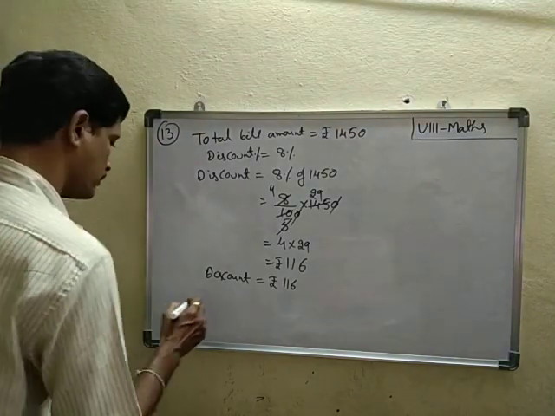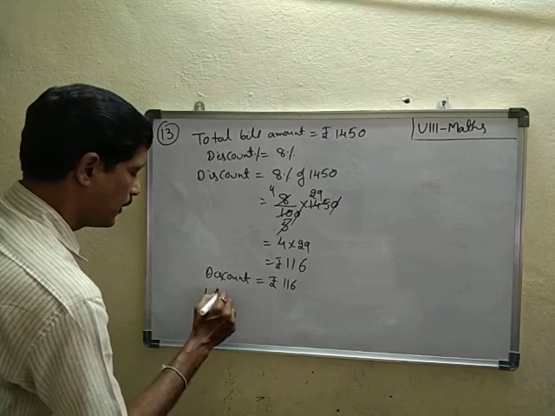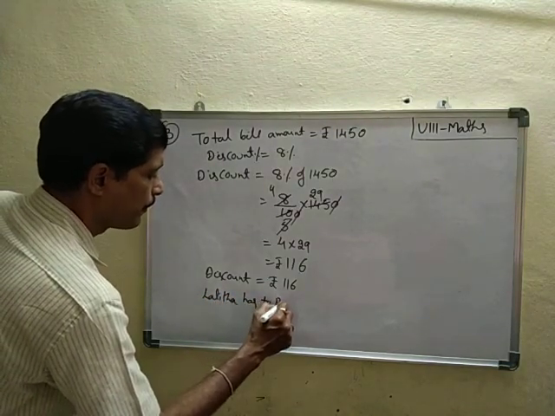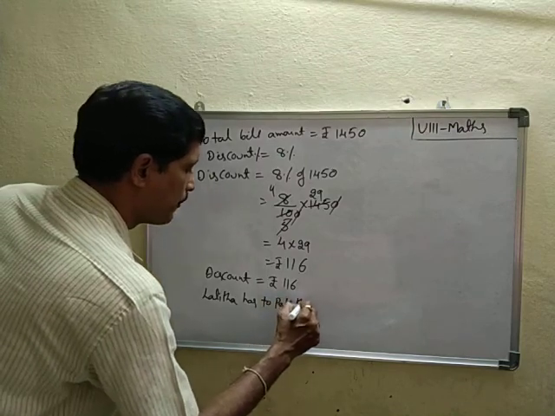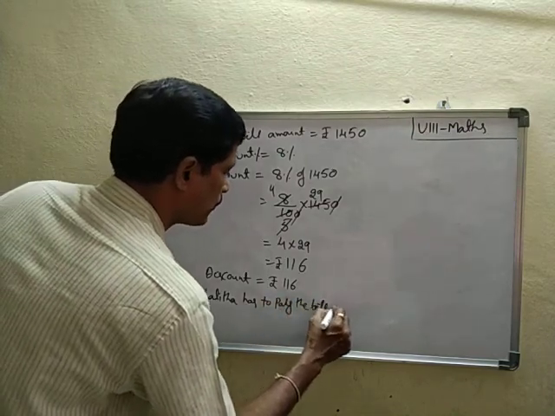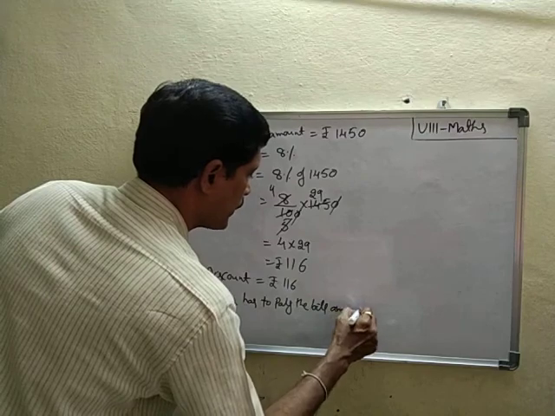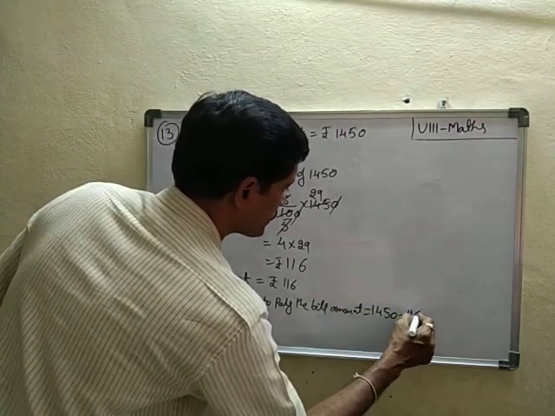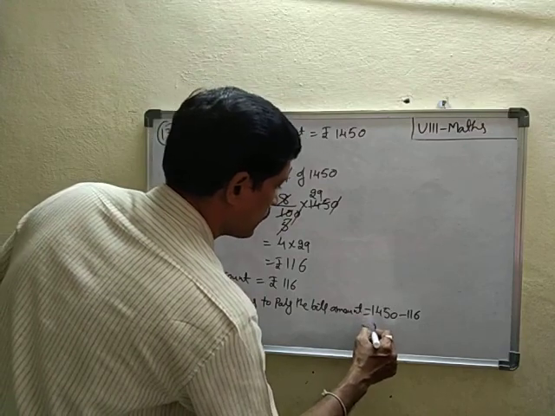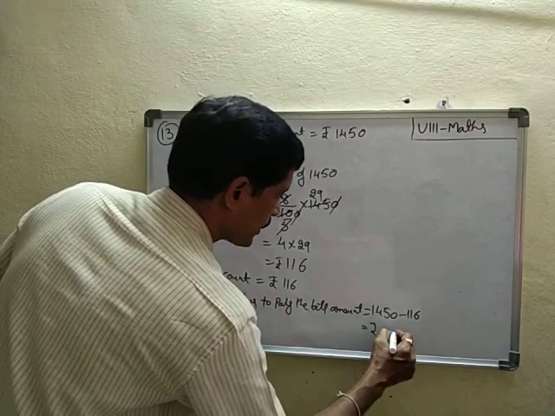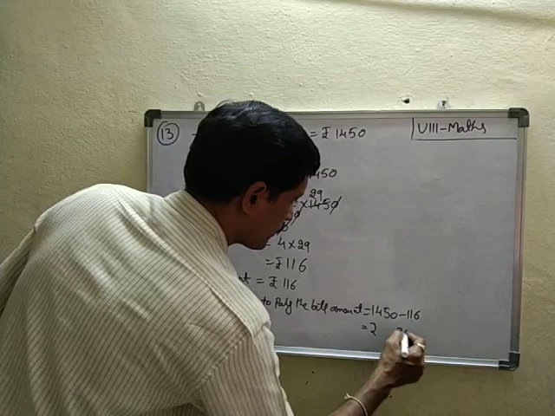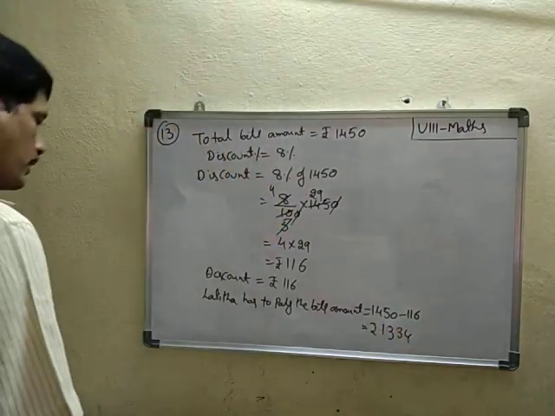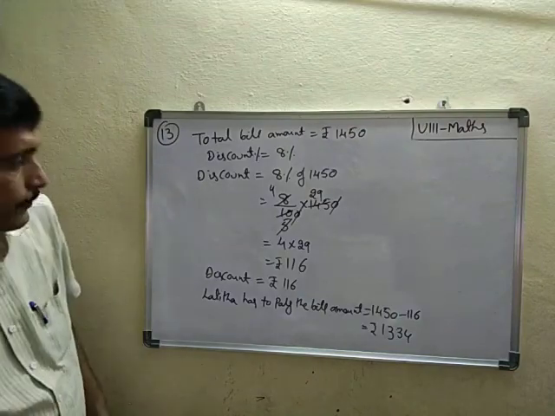Therefore Lalita has to pay the bill amount. That equal to total equal to 1,450 minus 116. That equal to here 16 means that is 34, 34 rupees. Okay.